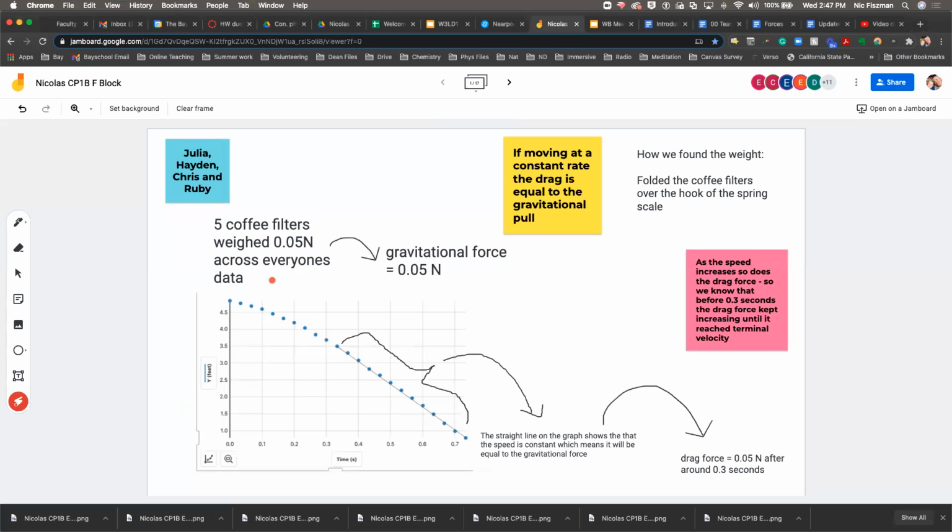More like looking at your data. So what's going on over here? What could you say about the motion right there? The line was sort of curving there, so the speed was accelerating. So I think that means the drag force might also be increasing. So you could say at least the coffee filters are accelerating, right?